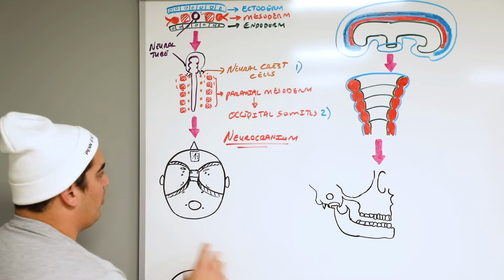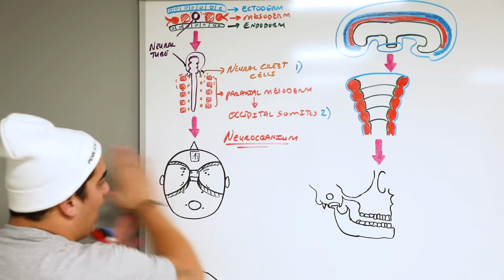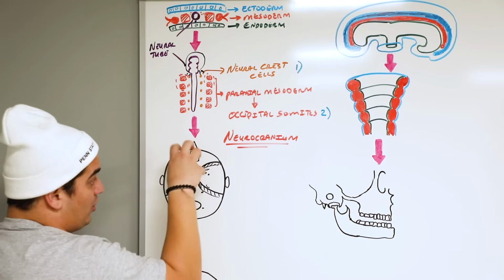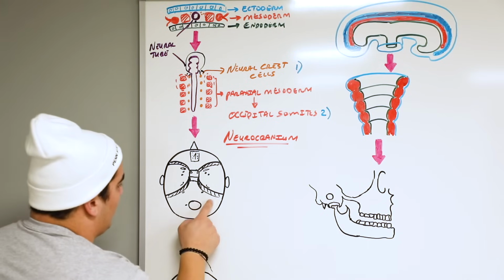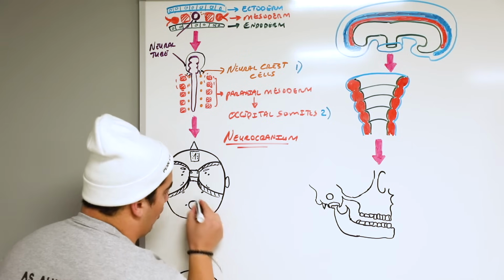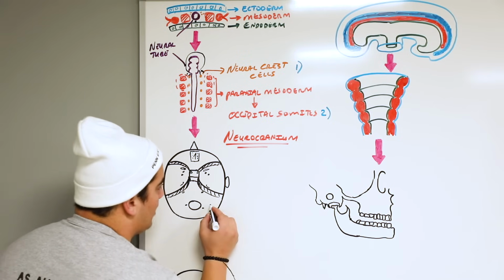The base of the neurocranium. So what we're doing is I'm chopping the skull like this. I'm chopping it, looking into the skull. And what I see is a couple different fossas, if you will. This right here is called your posterior fossa.